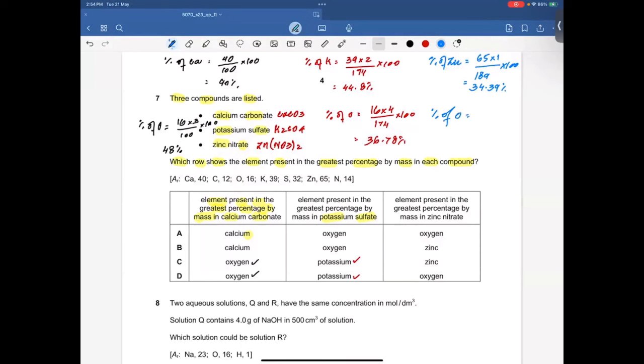Then we have the percentage of oxygen in this scenario. The mass of oxygen is 16. We have how many atoms in zinc nitrate? I think 6, divided by 189 times 100. Let me check. That's a lengthy question, guys. 16 times 6 divided by 189 times 100 is going to be 50.79. So 50.79 is the greatest one here. Potassium in this case and oxygen in this case. So I think D is going to be the right answer. Okay, that's a lengthy question.